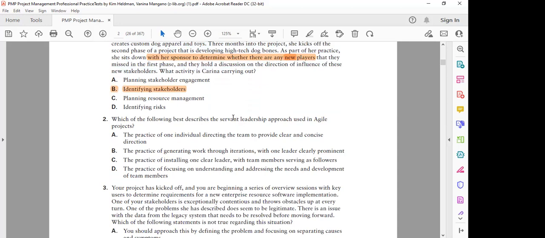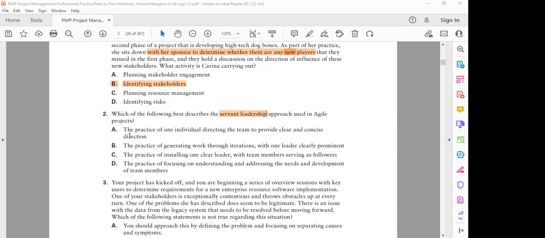Which of the following best describes servant leadership? Now, servant leadership is what? Facilitating the team, isn't it? Whatever the team needs, like a Scrum Master or the Agile coach, he serves. Servant leadership: he doesn't work. Instead, he helps the team to perform the task by themselves. He just helps them to remove any impediments.